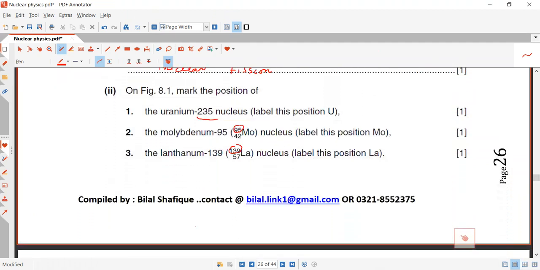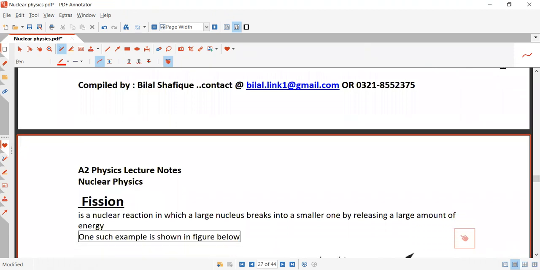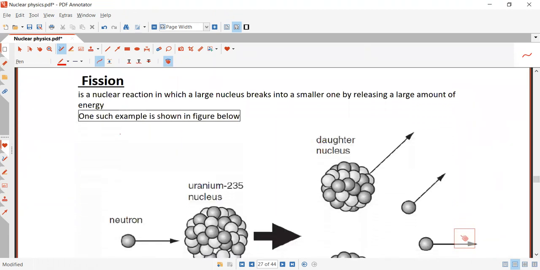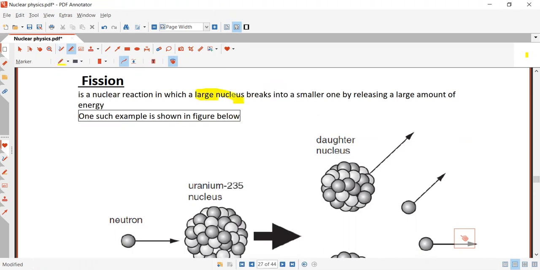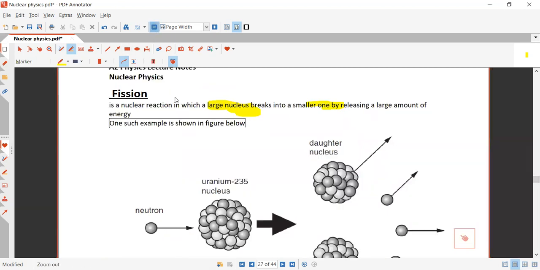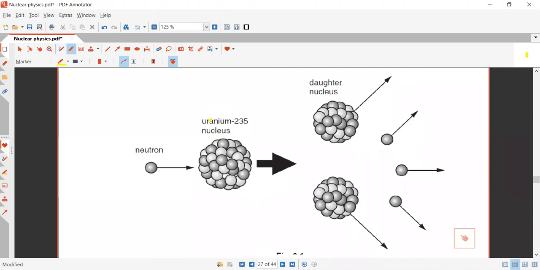Okay, next point. Now fission. Yes, so now let's go into the detail of these things. Fission reaction: it is a nuclear reaction in which a large nucleus breaks into smaller ones by releasing large amounts of energy, right? So here is an example where we have a uranium nucleus and it is split into two nuclei, these, and these are the neutrons which are released, right?